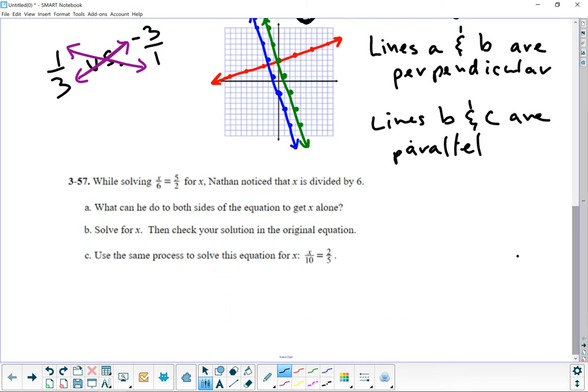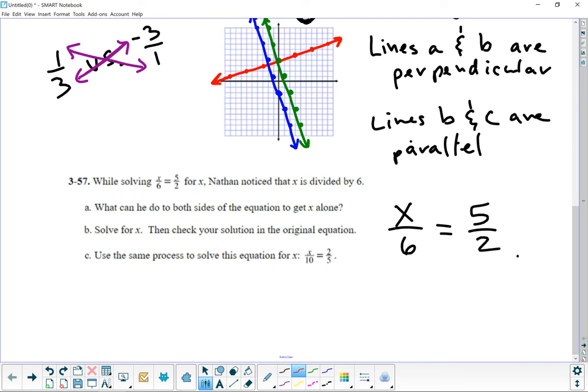Okay, last one. Solve x over 6 equals 5/2 for x, right? Nathan noticed that x is divided by 6. So part A says, what can he do to both sides of the equation to get x alone? Right? So in order to get x alone, and then you have a divided by 6, I'm going to write it down right here. X over 6 equals 5/2.